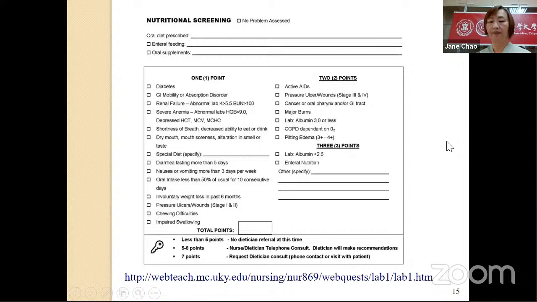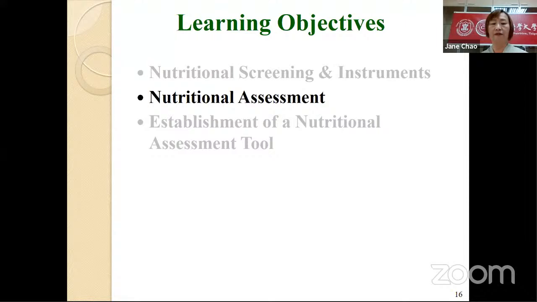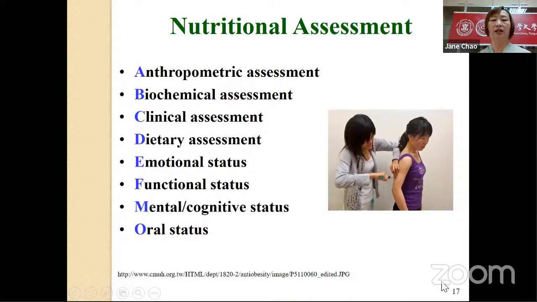Okay, in the second part I will briefly introduce different methods for nutritional assessment. A complete nutritional assessment includes the following, and if you look at the first letters, they are A, B, C, D, E, F, M, O. First, A is anthropometric measurement. B stands for biochemical assessment. C stands for clinical assessment. D stands for dietary assessment. E stands for emotional status. F stands for functional status. M means mental status, or we say cognitive status.